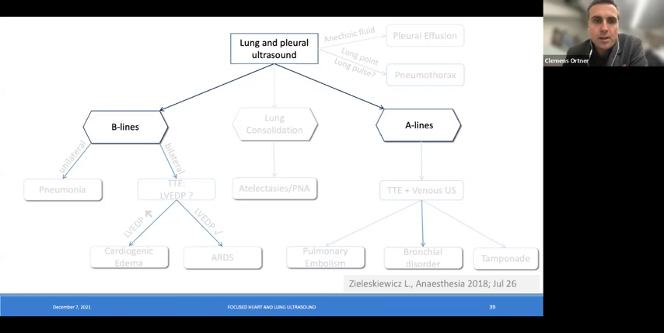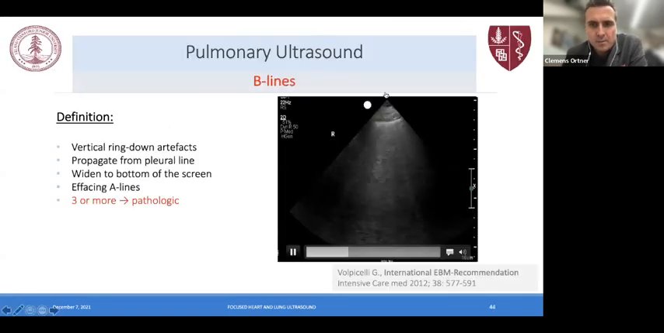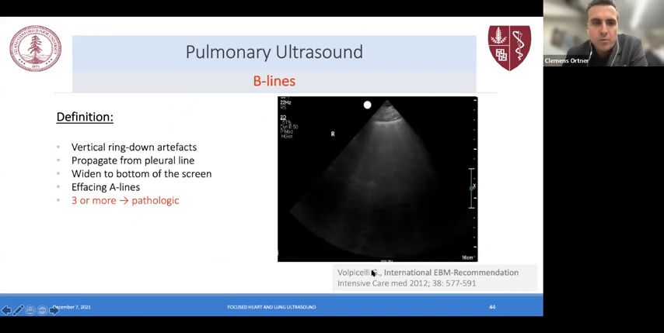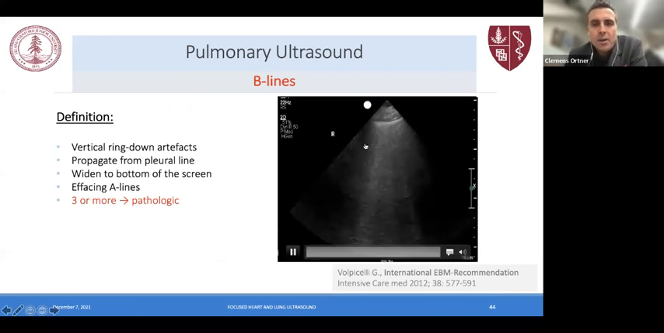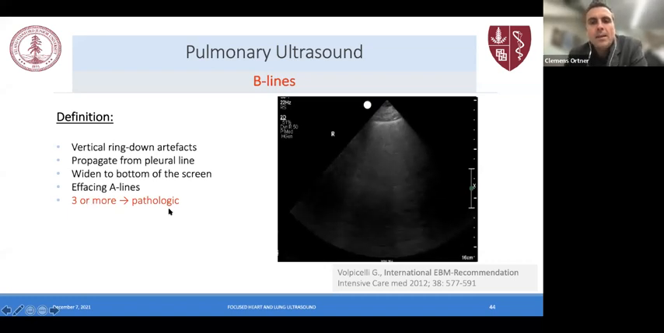So we are checking, are there B lines or A lines present? So B lines, as I've mentioned, are these vertical ring down artifacts. They start at the pleural line and they widen down to the bottom of the screen. That's very important. They really have to go up to the bottom of the screen. Yeah. And they also efface the A lines. And when you have 3 or more B lines, that's what per definition is pathologic. Okay.